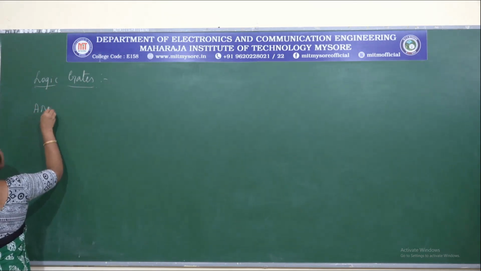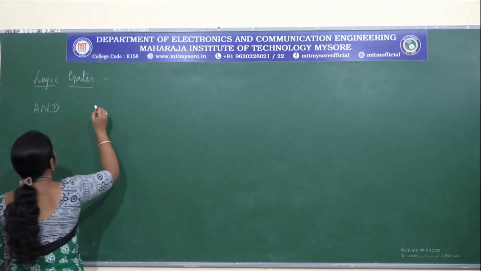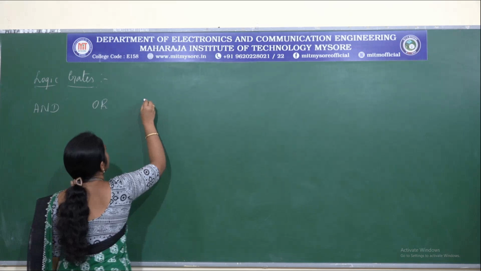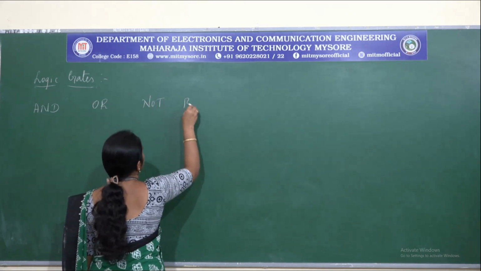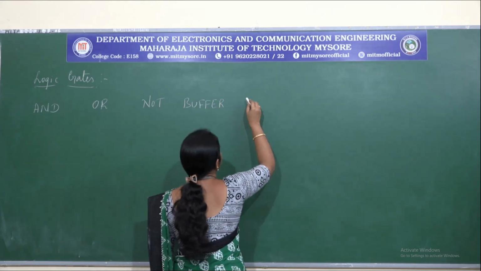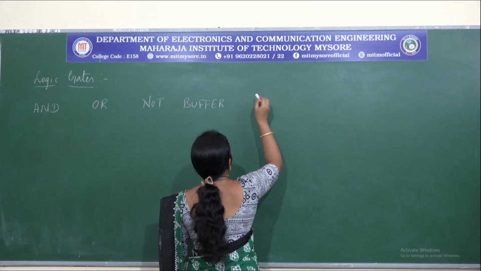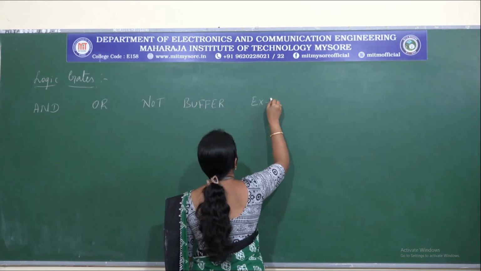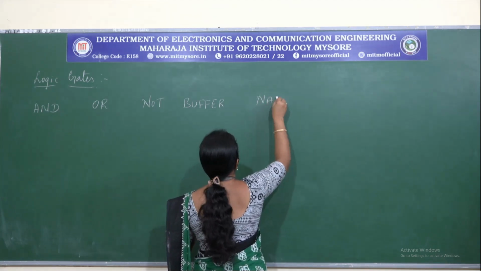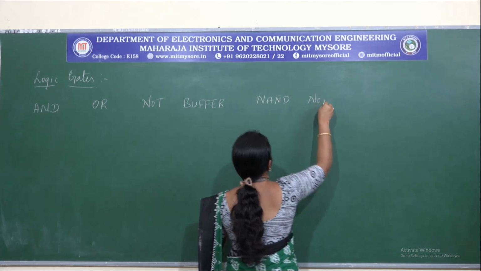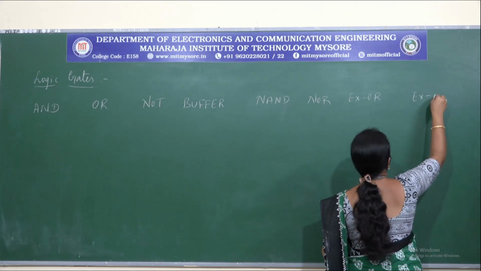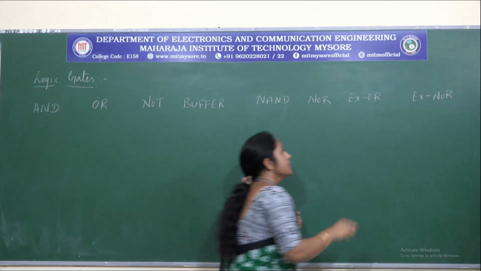Let us write AND, okay, OR, NOT, buffer. Next we have, before this let me write NAND, NOR, exclusive OR, exclusive NOR. Okay, I said there are 7 logic gates.